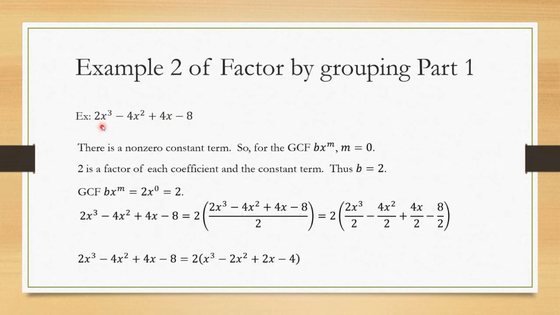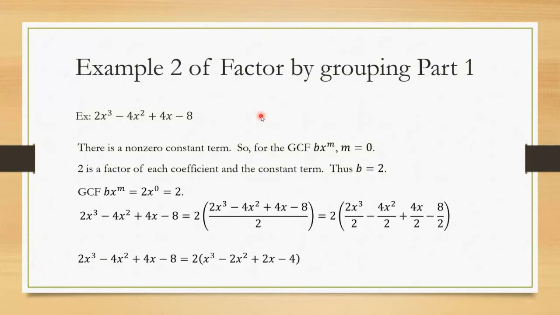I mean, you could list all the factors of each one here, but what I'm trying to show you is you don't have to. The factors of 2 are 1 and 2. For 4, the factors are 1, 2, and 4. And for 8, it's 1, 2, 4, and 8. And if you did list them, you would see that 2 is the greatest common factor among the coefficients and the constant term.